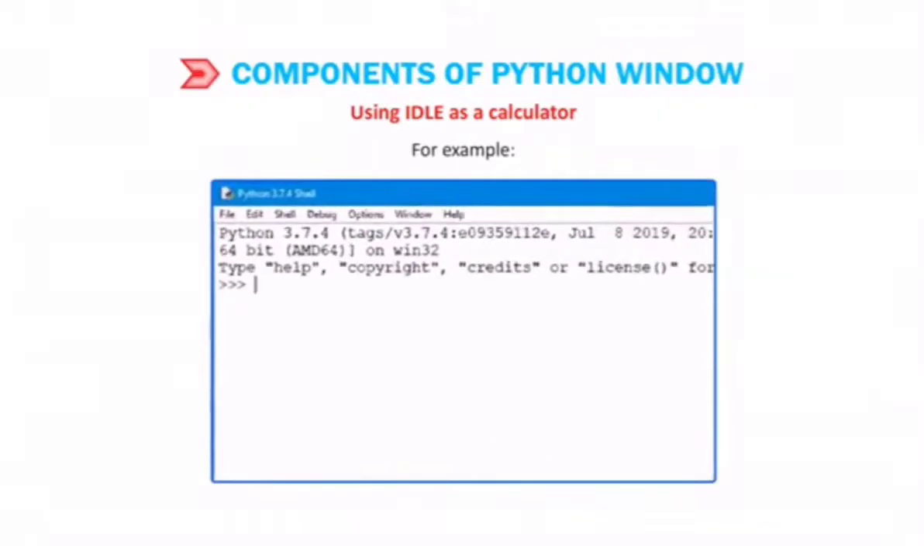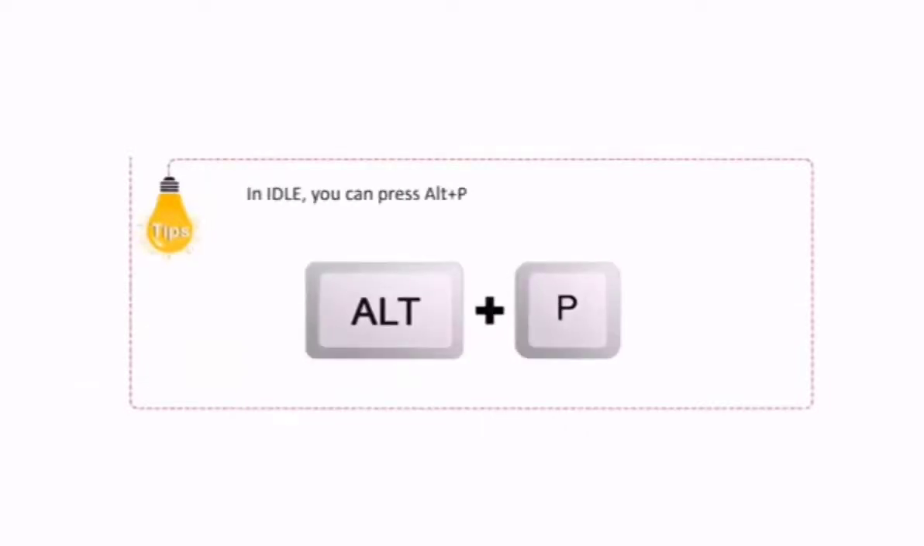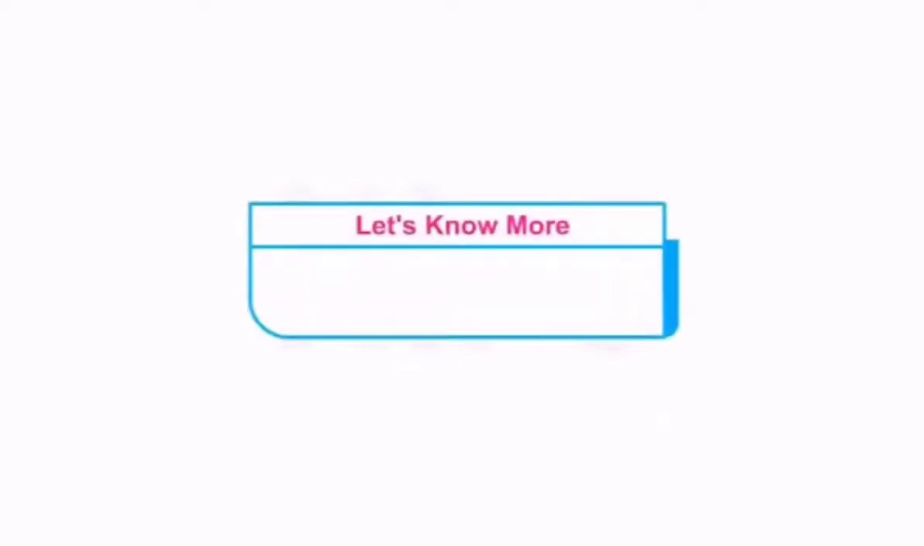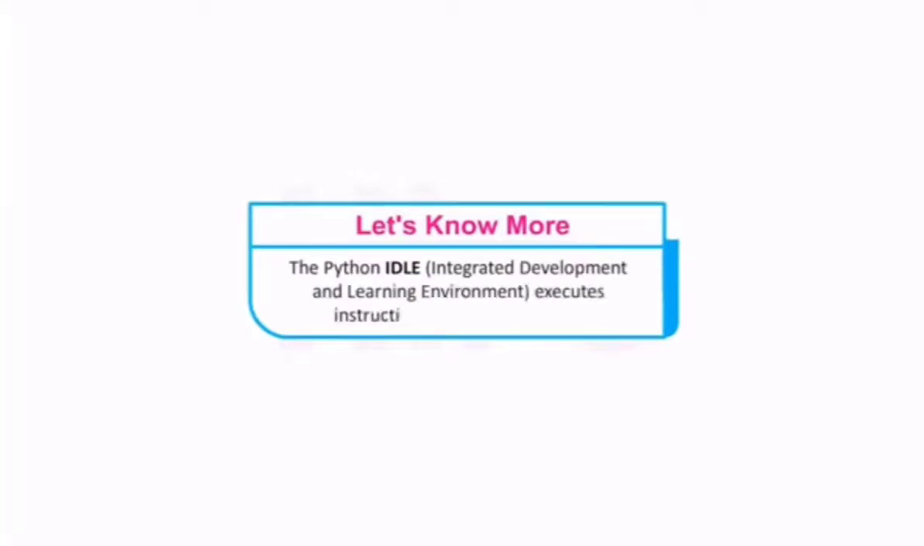For example, you can see here I am typing the example. Basic arithmetic rules, addition, division, you can do that. Multiplication. Example is available in your book also. Tip: in IDLE, you can press Alt plus P to repeat the previous command. Let's know more. The Python IDLE, Integrated Development and Learning Environment, which is the full form of IDLE, executes instructions one line at a time.